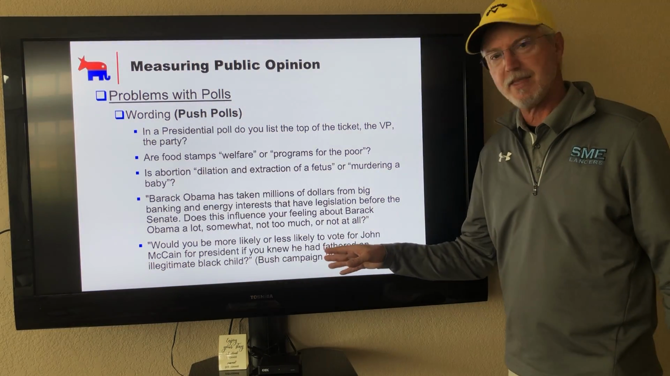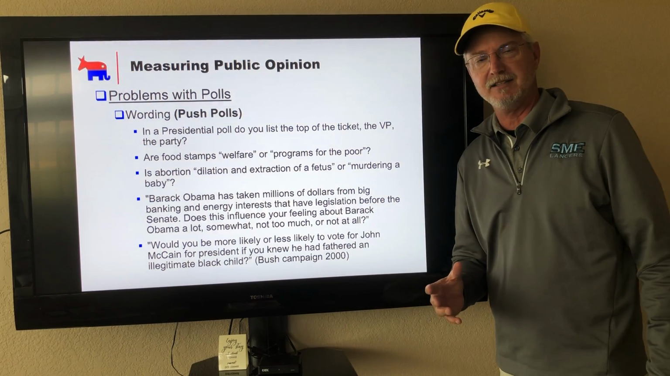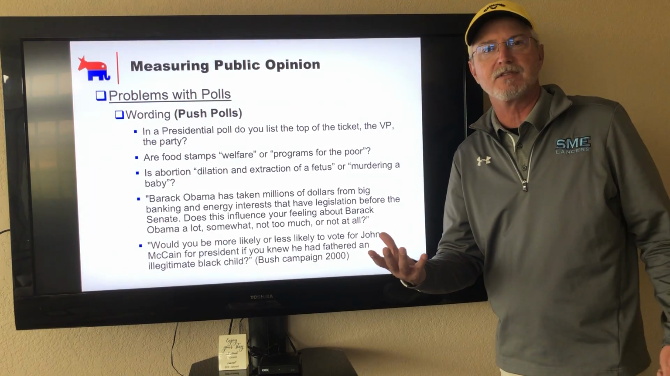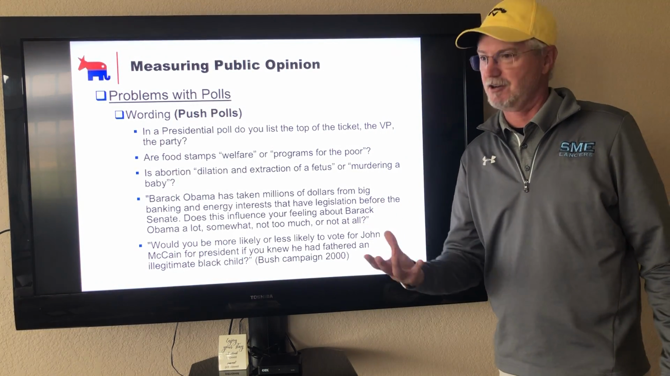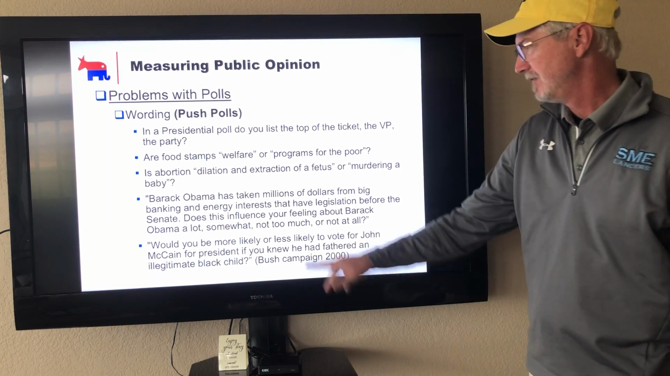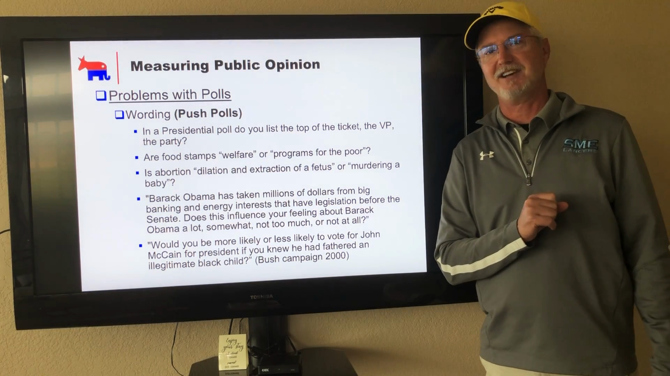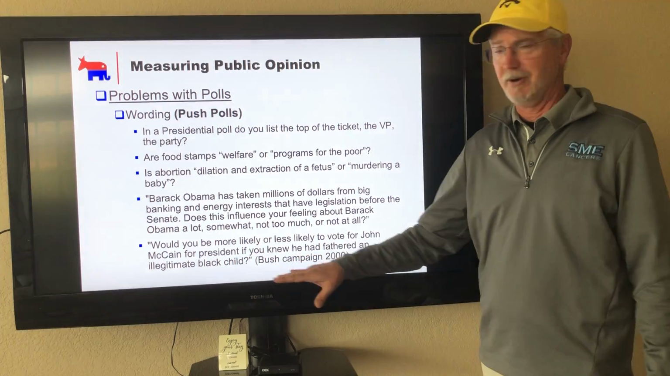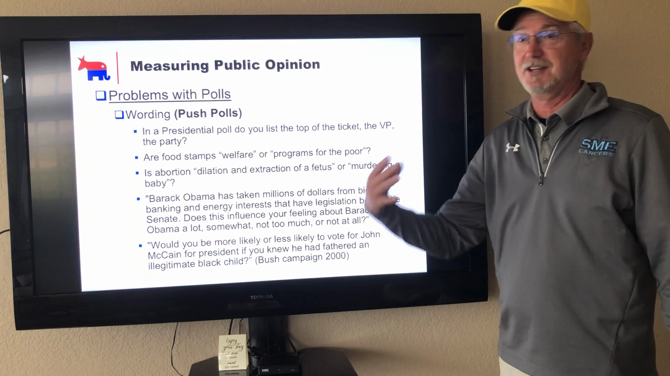A couple years before that, a hurricane went through Haiti and just wiped out the entire island. John McCain and his wife adopted a child that was an orphan after the hurricane. So there's this picture, John McCain's son. And they throw this question out in South Carolina: would you be more likely to vote for John McCain if you knew he had fathered an illegitimate black child? Unbelievable. All-time favorite push poll question. Terrible, by the way. But it just goes to show you can get responses just by how you word the question.